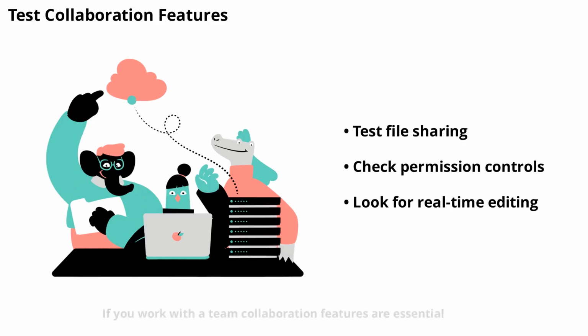If you work with a team, collaboration features are essential. Test how easy it is to share files, set permissions, and collaborate in real time. Look for features like commenting, file locking, and activity tracking. Effective collaboration tools can boost productivity and streamline teamwork.